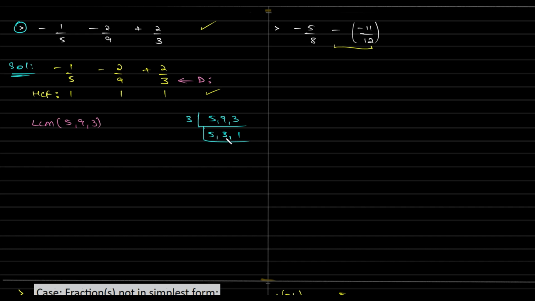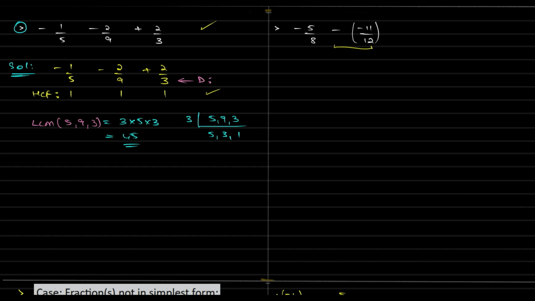So we are done with the solving. So LCM is the product of 5, 3 and 3, that is 45.